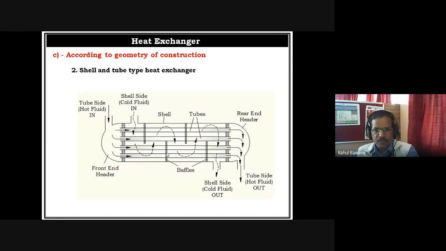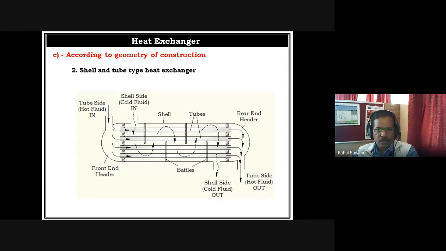So in the shell they provide baffles. Now due to these baffles, cold fluid cannot move straight away towards the outlet. It will move like this, then due to the baffle change its direction, again move over this tube, again change direction. So the total path is increased. As the cold fluid remains in contact with the hot fluid for more time, more temperature gain is there. Okay, so this is the shell and tube type heat exchanger.